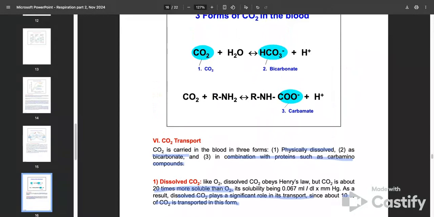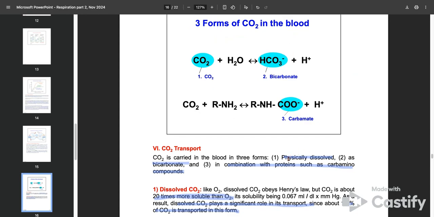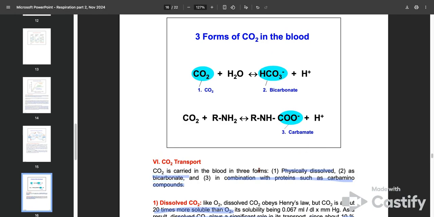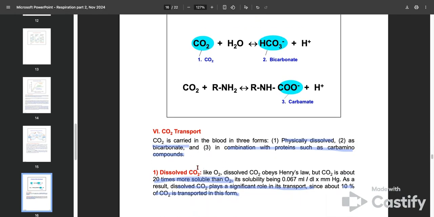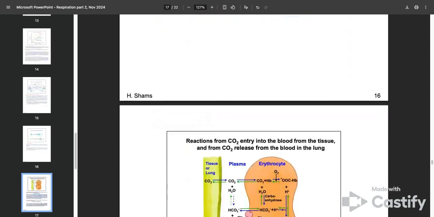Cool. Now we've got three forms of carbon dioxide in the blood. It can be physically dissolved. Remember, it can also be bicarbonate, and it can be bound with proteins such as carbamino compounds. Dissolved carbon dioxide has about 20 times more solubility than oxygen. So when it's dissolved, that makes about 10% of its transported form. I think that makes sense.